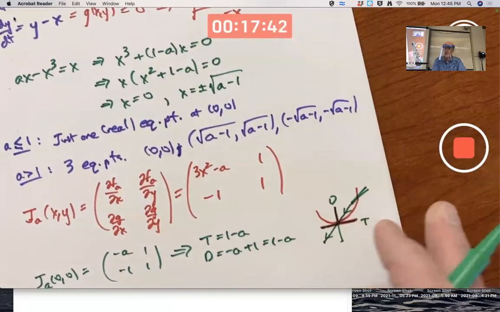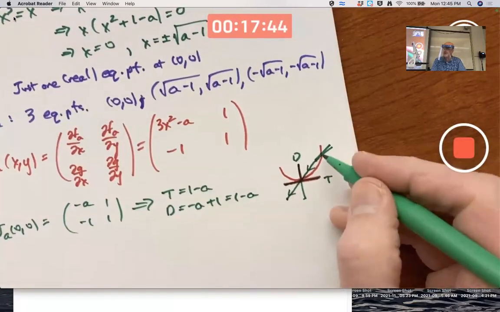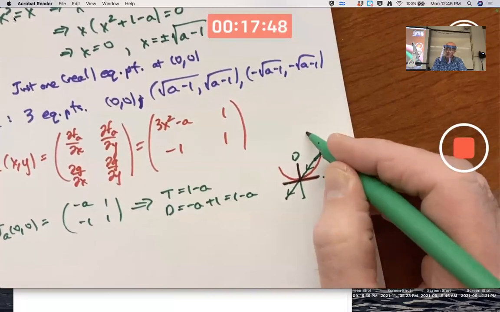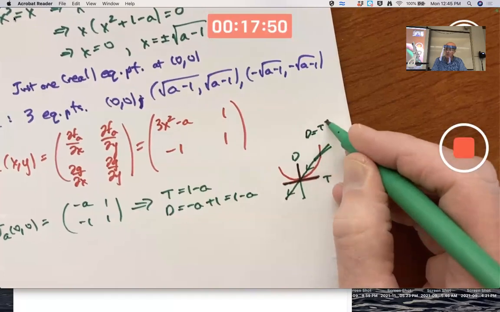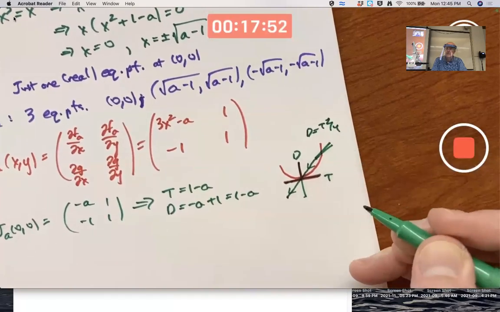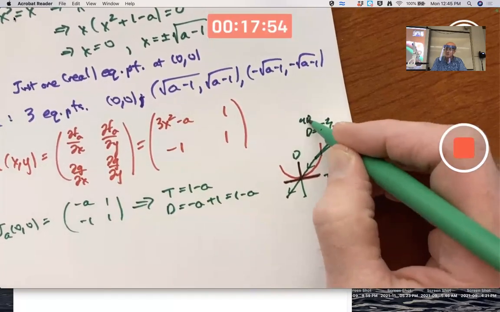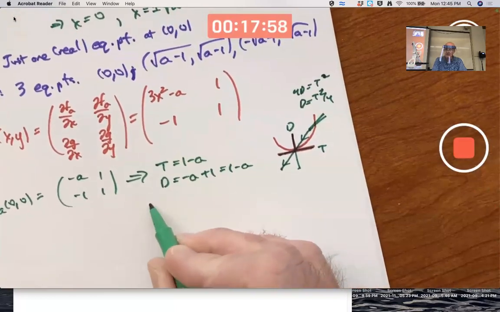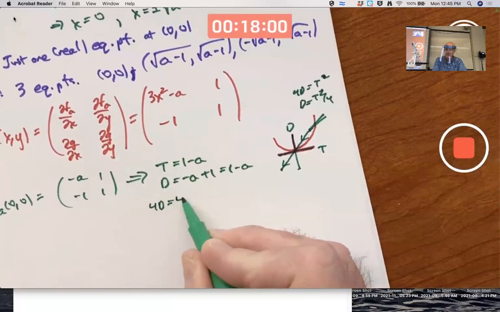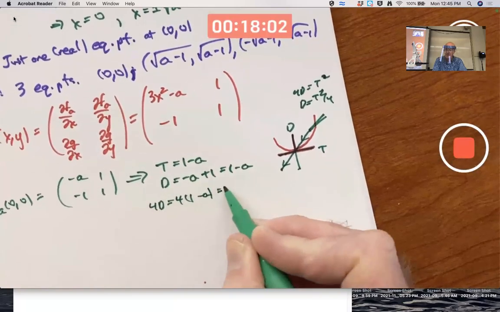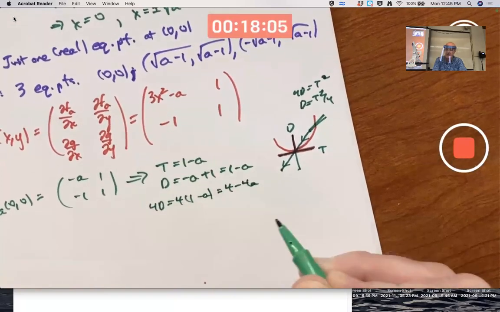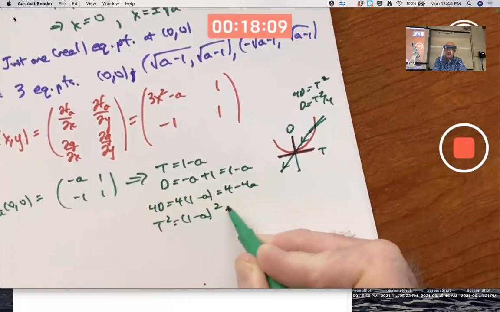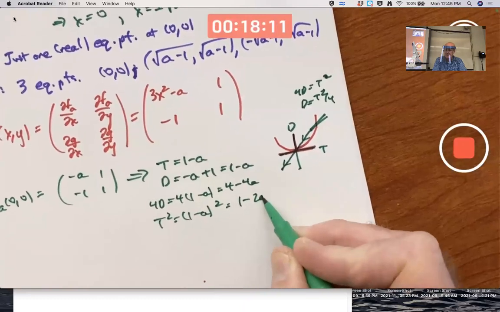Is there another one when we cross the repeated root parabola? Yeah, I could try to figure it out. Again, the equation of the repeated root parabola is d equals t squared over 4, which is the same as 4d equals t squared. So I could figure out 4d here. That's 4 times 1 minus a, which is 4 minus 4a. And I could also figure out t squared. 1 minus a squared is 1 minus 2a plus a squared.